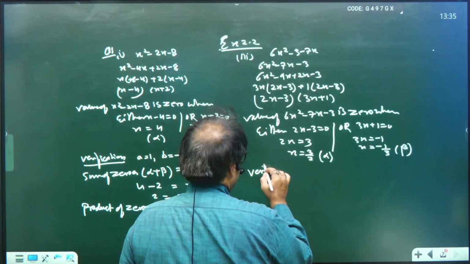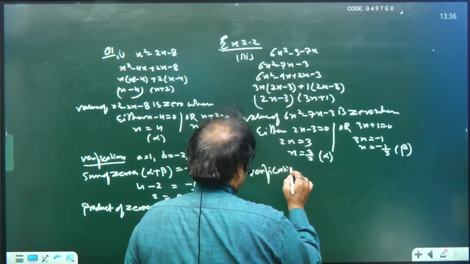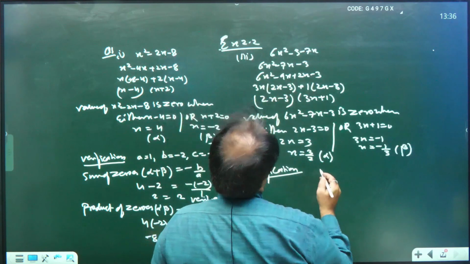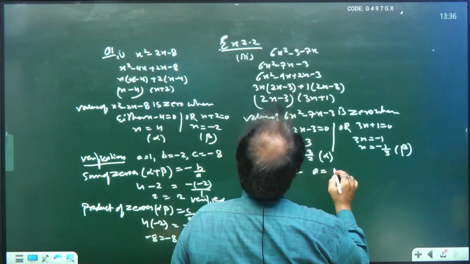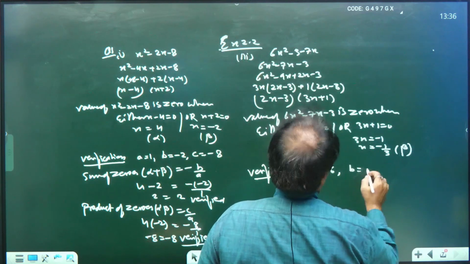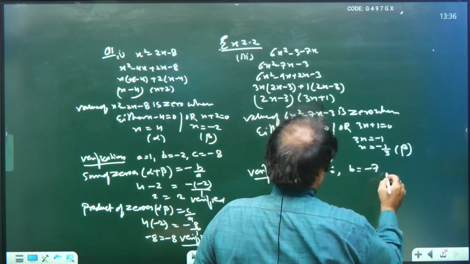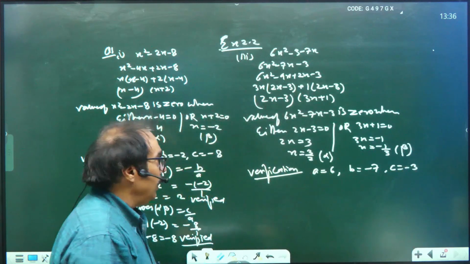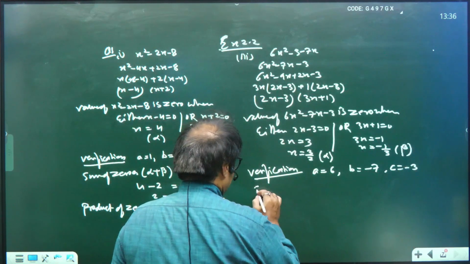So for the verification, find the values of a, b and c. As per this quadratic polynomial, the value of a means the coefficient of x square, that is 6, the value of b means the coefficient of x, that is minus 7, and the value of c is equal to the constant term, minus 3.